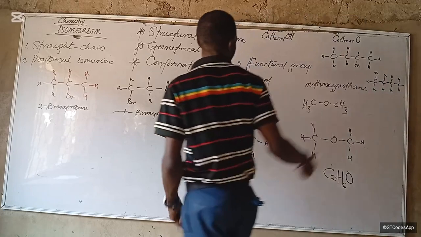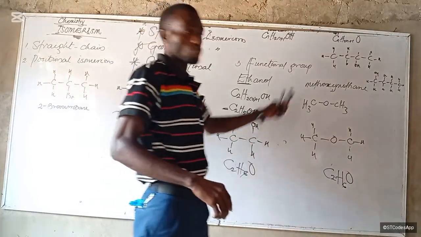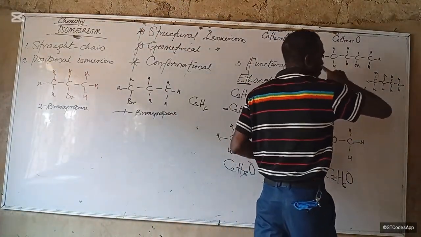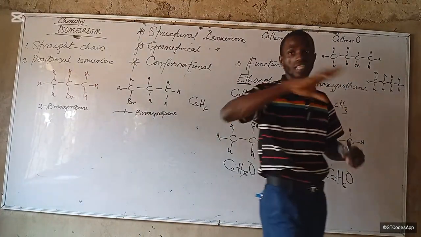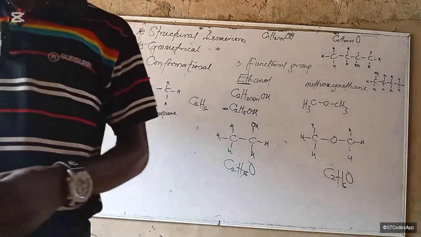What kind of isomerism is this? Positional. Positional, because we only moved this OH group around the carbon to carbon chain. Is that clear? So we know the difference now. All right, write the notes fast.